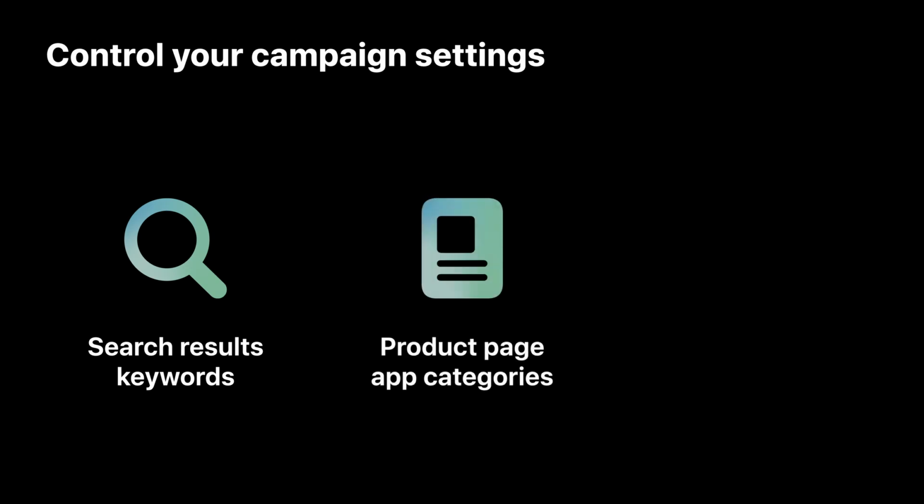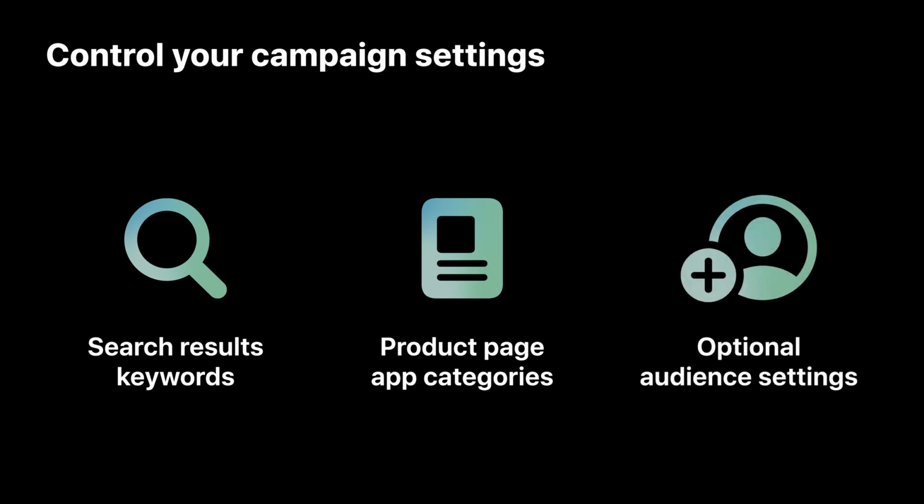In product page campaigns, you can choose to have your ad run across all relevant app categories, or in categories similar to or different from yours. Within any campaign, you can automatically optimize your ad to reach all eligible App Store users, or you can modify settings to focus on specific audiences you choose. Keep in mind that you'll limit impressions if you narrow your audience.